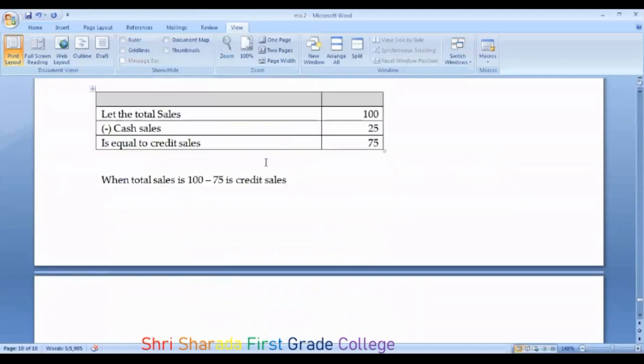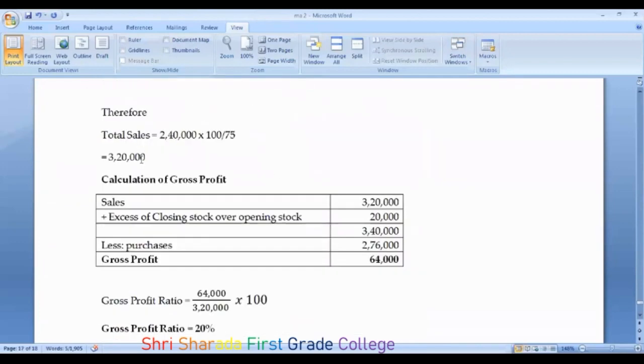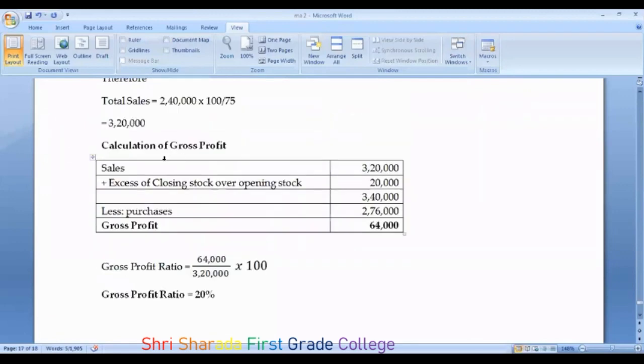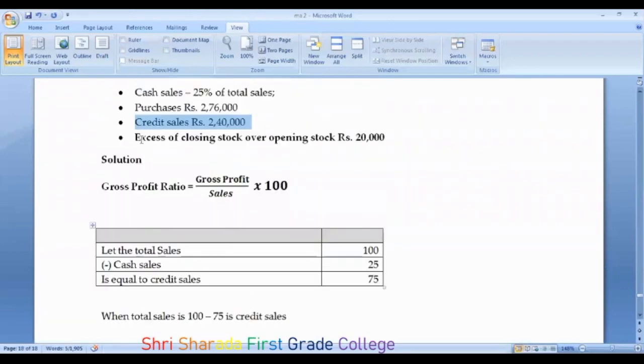Clear? Don't take 25 as the value, because that is for computing the cash sales here. So 25% goes for the cash sales. Total sales we need is 3,20,000. So now the gross profit calculation. You have not yet computed the gross profit. So the sales you have come across is 3,20,000. And there is one statement here: excess of closing stock over opening stock is rupees 20,000.